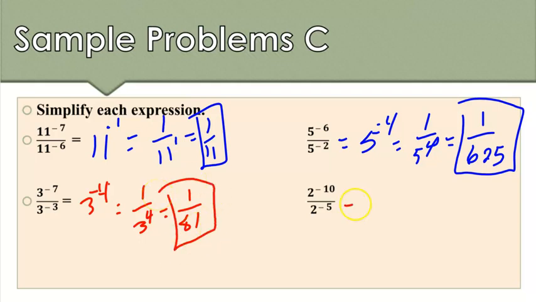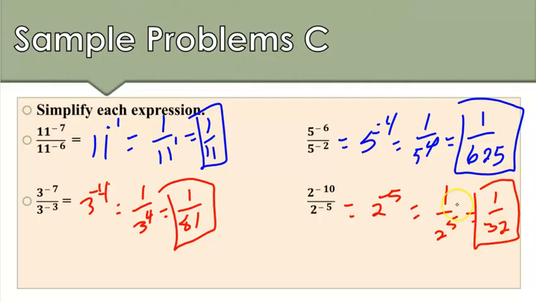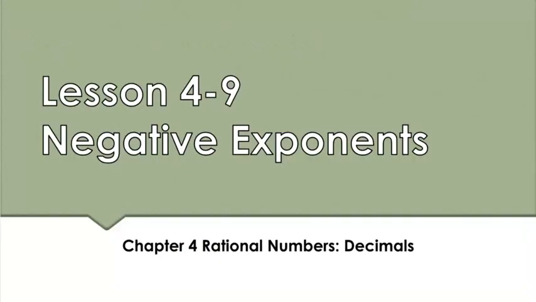And the last one here, we got 2 to the negative 5th, because negative 10 minus negative 5 would give you negative 5, which would give us 1 over 2 to the 5th power, and 2 to the 5th power is 32, so 1 over 32. So that is our lesson on negative exponents.